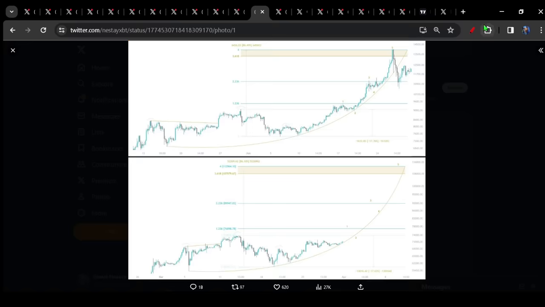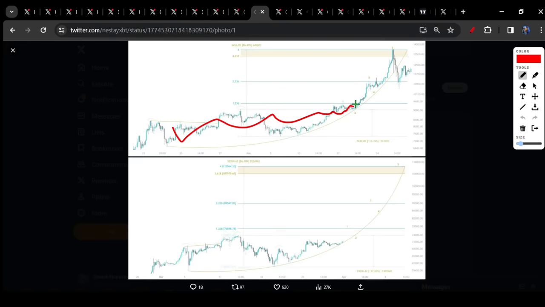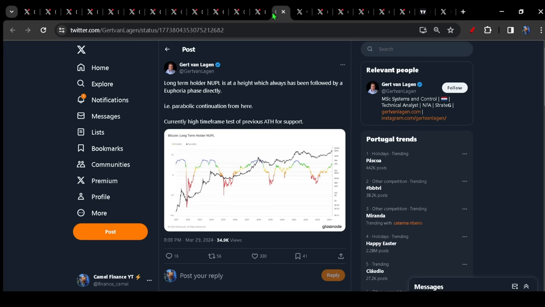If we hop into this chart and take a look, okay, what have we got? Very, very similar structure that last time resulted in a five-wave parabola to the upside. Is this time going to be different? Can we get those five waves up? We are going to find out. If we were to play out just like this, that would give us a price just over $100,000 for Bitcoin.